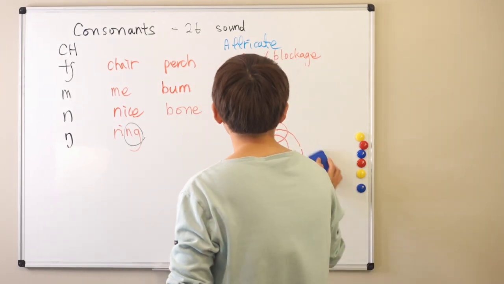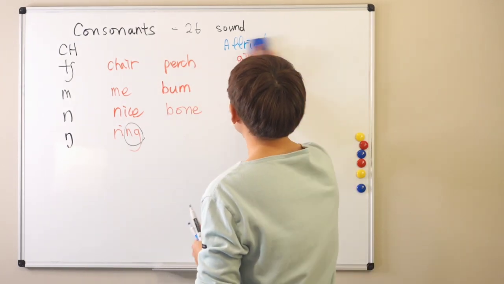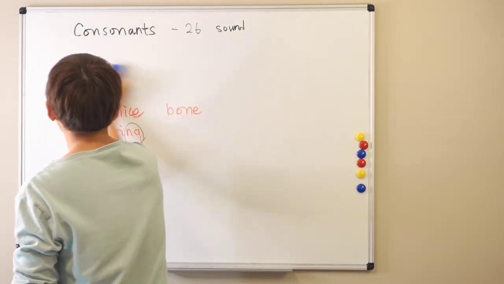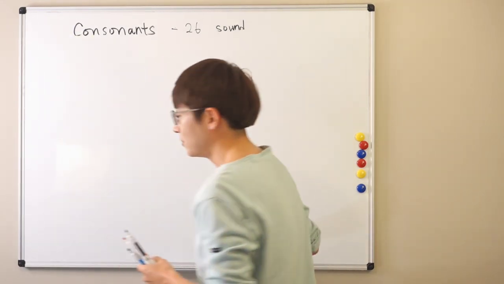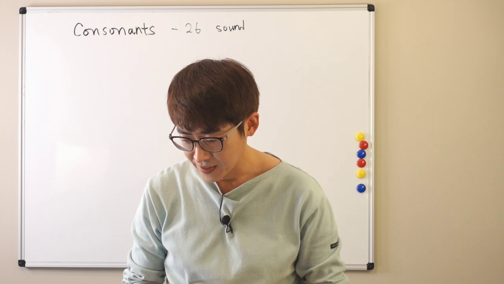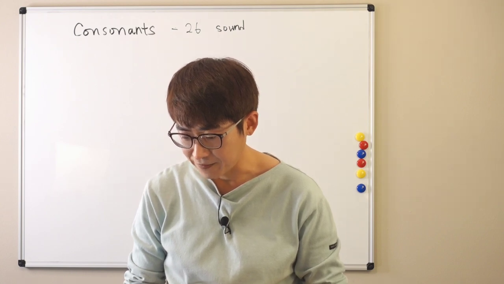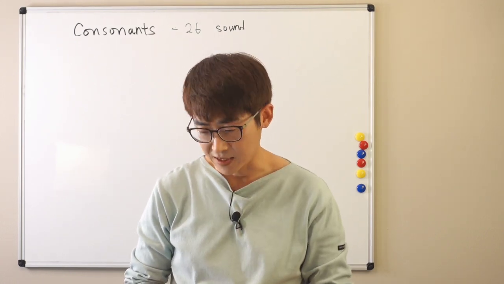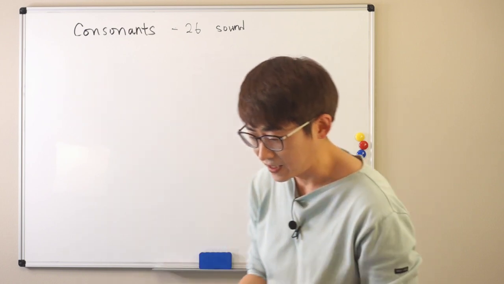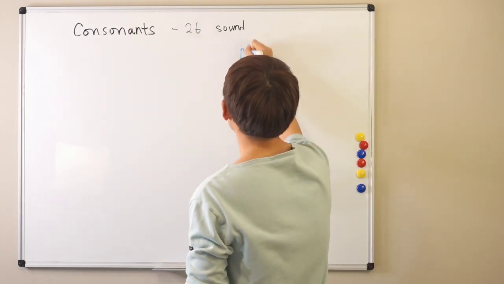Okay, let's move on to our final sets of consonants. Whew, we're almost there, okay? The final set, we have five consonants. We are down to five, and they are called approximant.